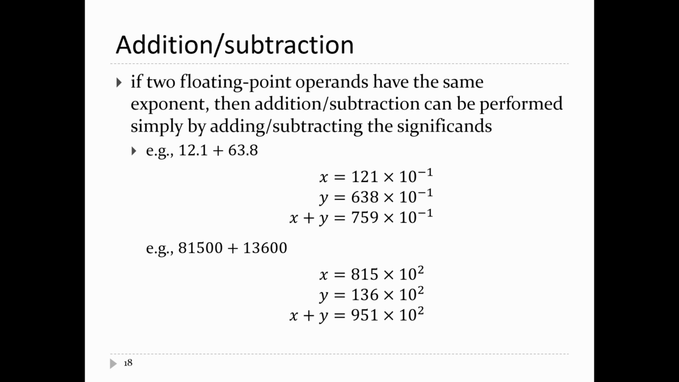If it's a subtraction, it's the exact same thing, you subtract the two values. Here's another example, 81,500 and 13,600. Just write out your two numbers in our floating point format: 815 times 10 to the 2 and 136 times 10 to the 2, and just add the two integer parts. The exponent stays the same. So that's 951 times 10 to the 2.